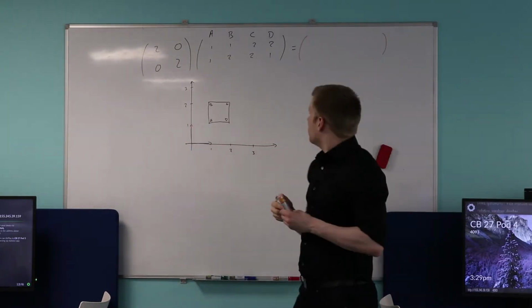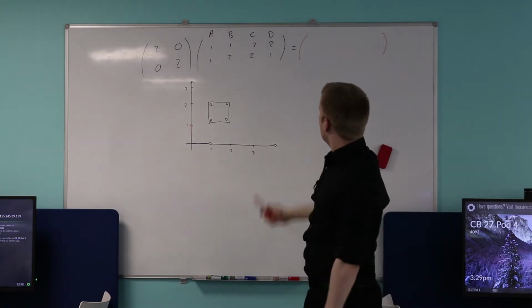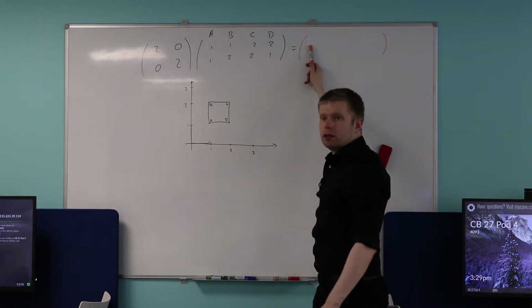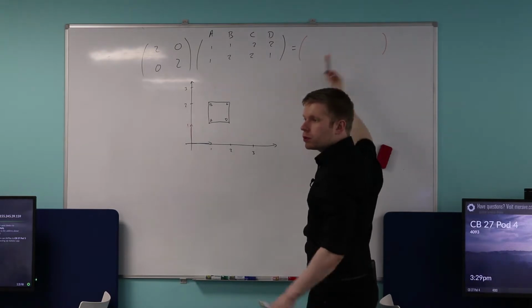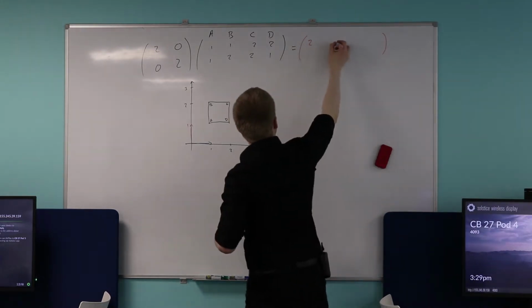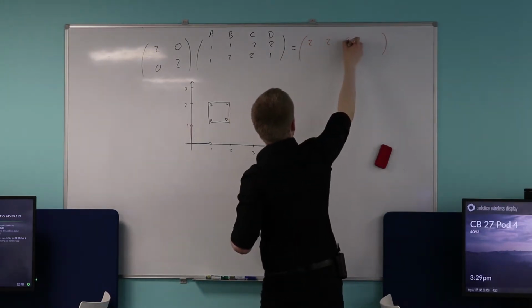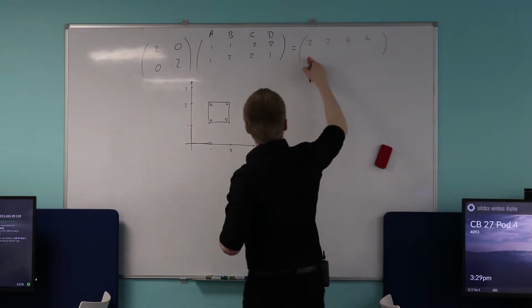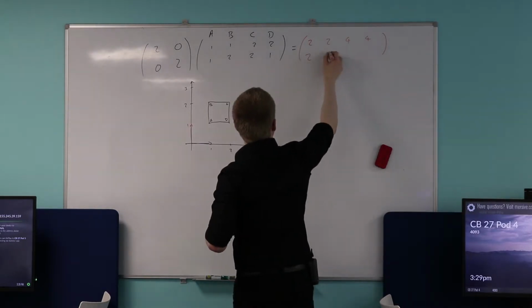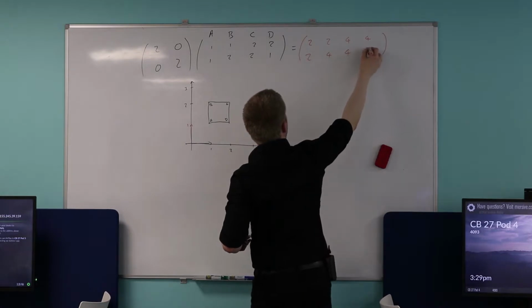All right, so could somebody tell me what we get? So what do we get here? Can we read across the rows first? So you get 2, 2, 4, 4. What do we get here? 2, 4, 4, 2. Okay.